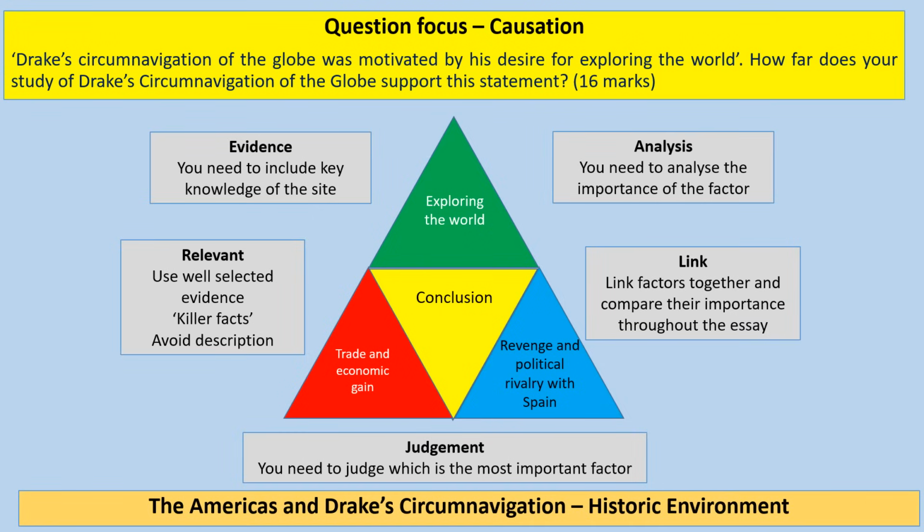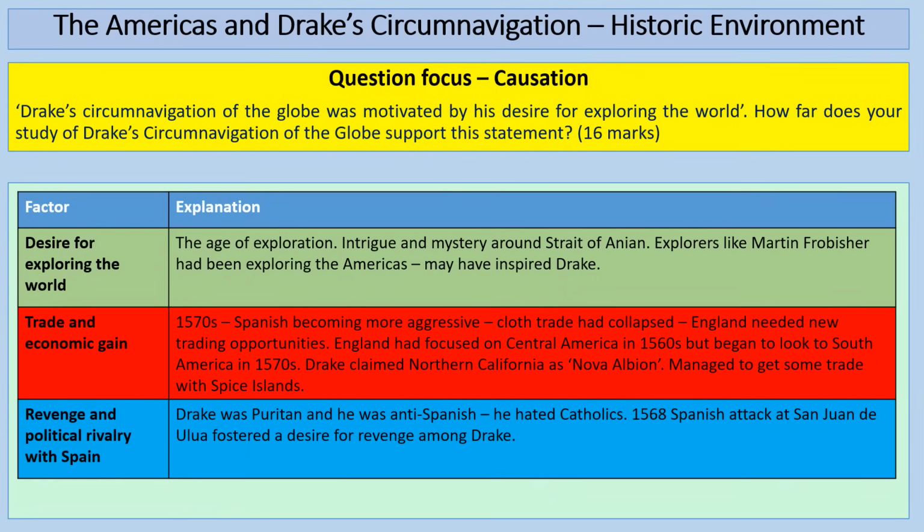So let's have a look at how you might approach this question. So desire for exploring the world: you could talk about the idea that this was an age of exploration. There was intrigue and mystery around the Strait of Anian, which perhaps Drake was looking to find. Explorers like Martin Frobisher had already been exploring the Americas, and that may have inspired Drake, for example. The desire, for example, for England to develop stronger relationships with South America and to explore there and move down from Central America. These are all key causal factors.